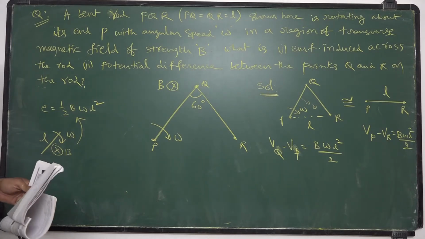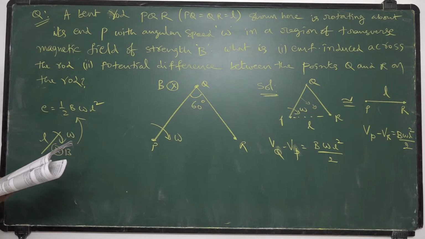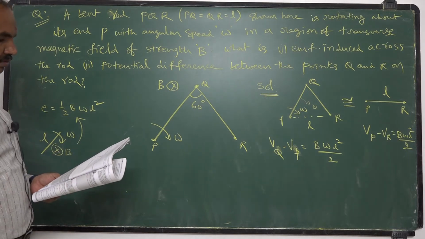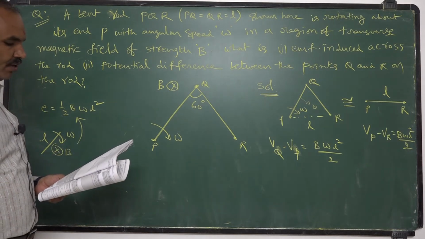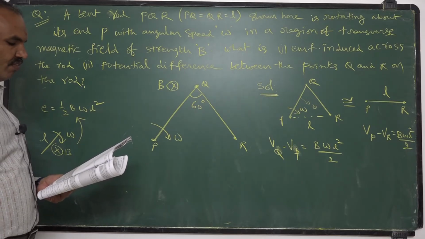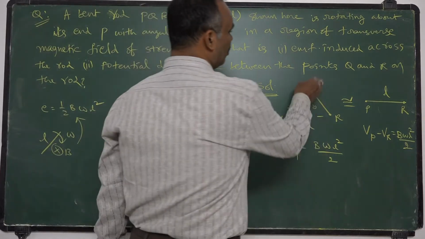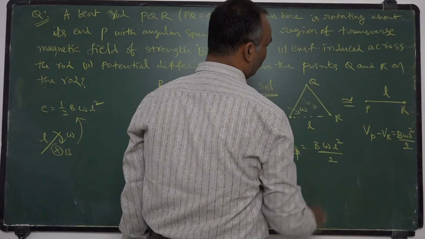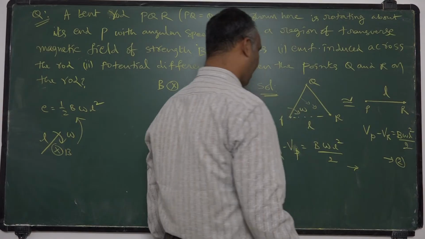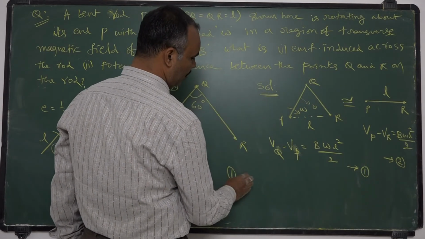The question is, what is the EMF induced across the rod? We already calculated Vp minus Vr. We also calculated Vq minus Vp. So if I want the EMF developed between these two, this is equation number 1, this is equation number 2. Let me take 1 minus 2, you do it.